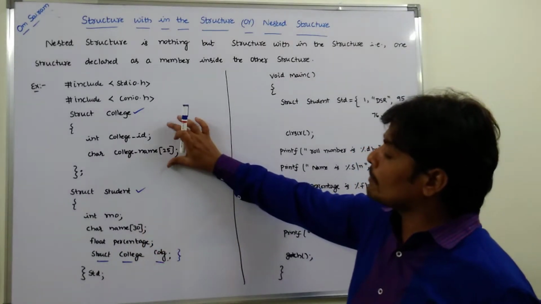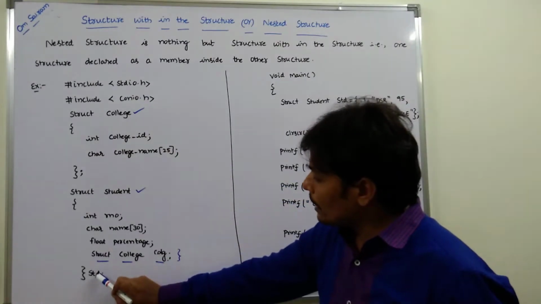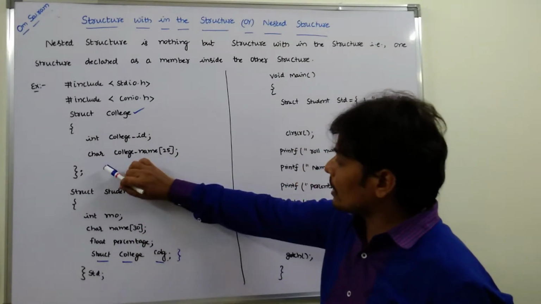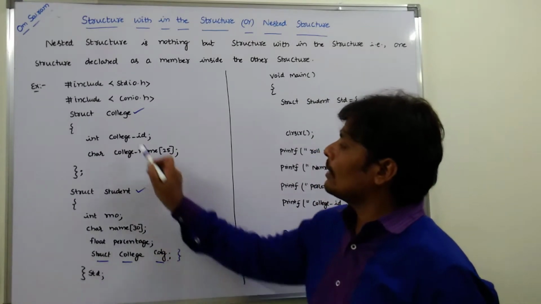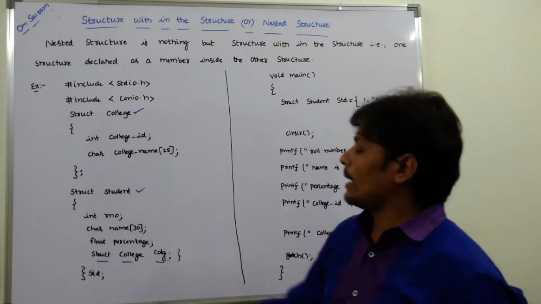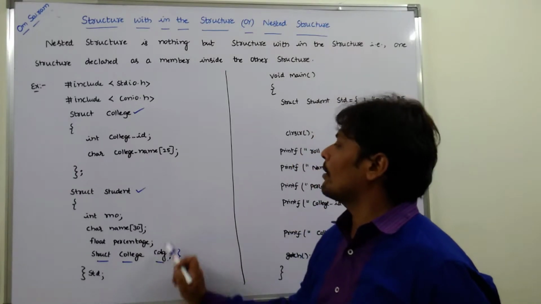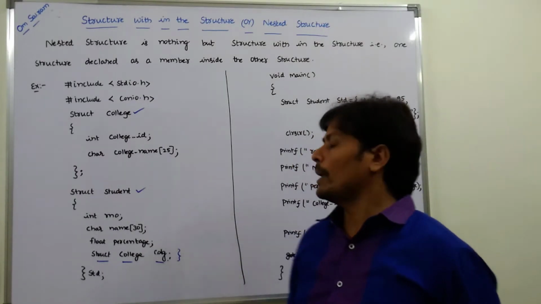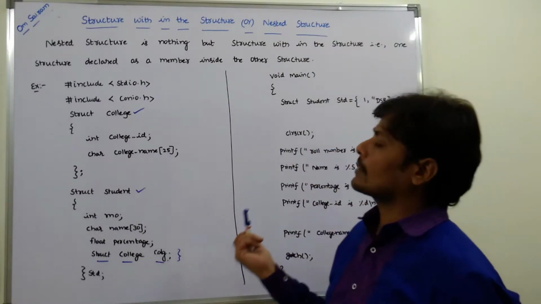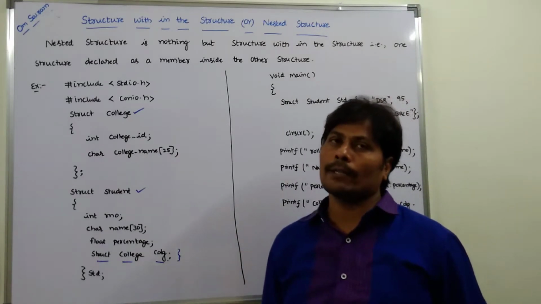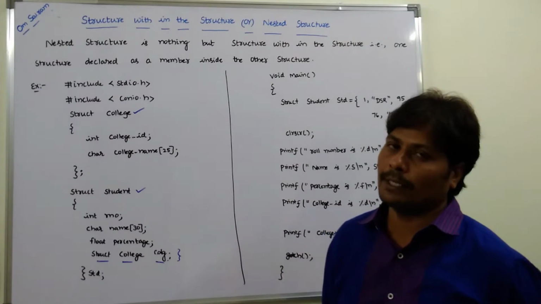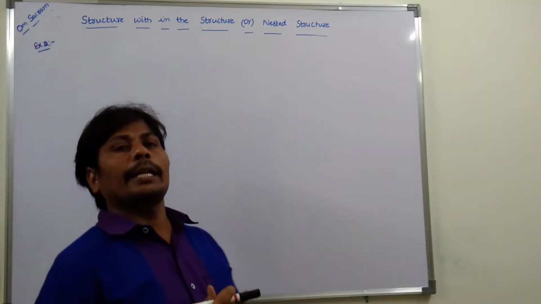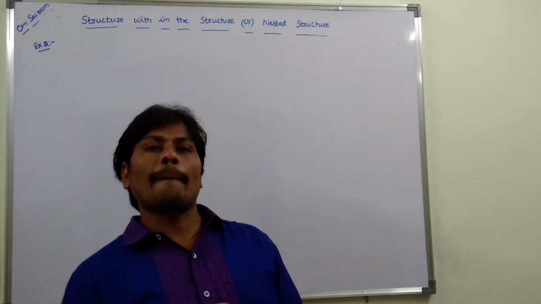How to access this member? Structure variable dot, this structure variable is colg: std dot colg dot college id, and std dot colg dot college name. In this way we have to access all the members of the structure by using the concept called structure within the structure. We can go to another example program.